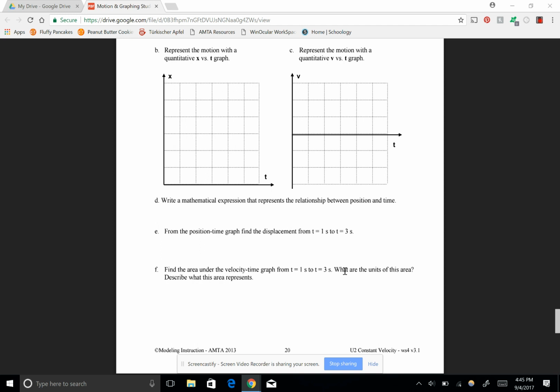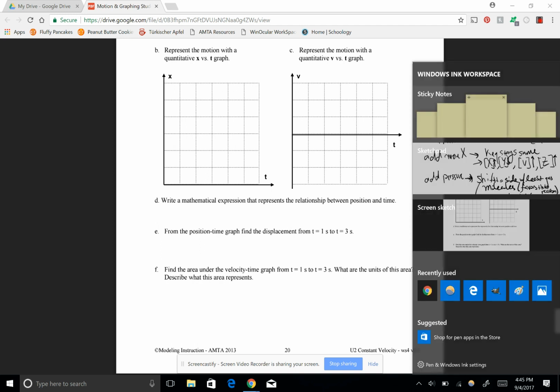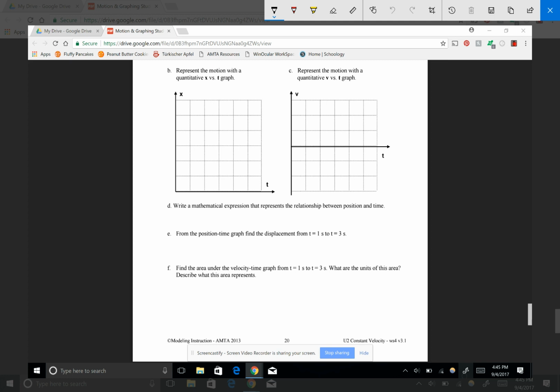First things first, I think drawing would be really helpful for this, so let's take a screen sketch. Fantastic. Let's draw our motion first. So we know that we're starting off at 2 meters, and then in 4 seconds, time is in seconds, position is in meters, we have gone an additional 6 meters. So 4, 6, 8 meters. Great. So we've gone there to there.